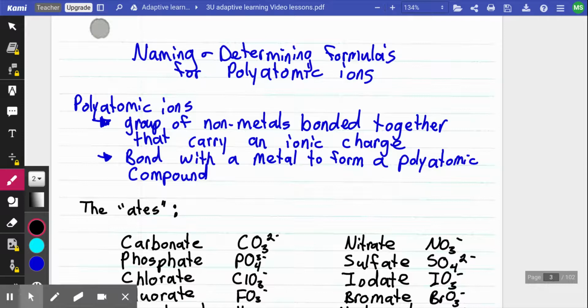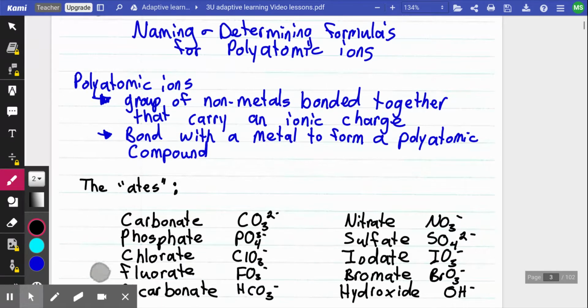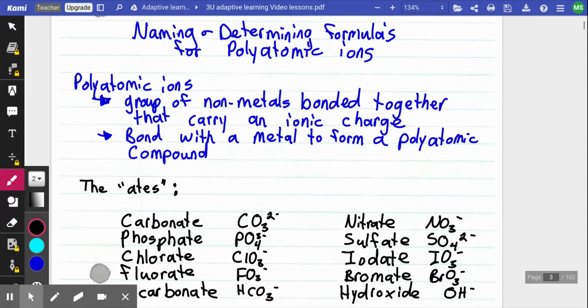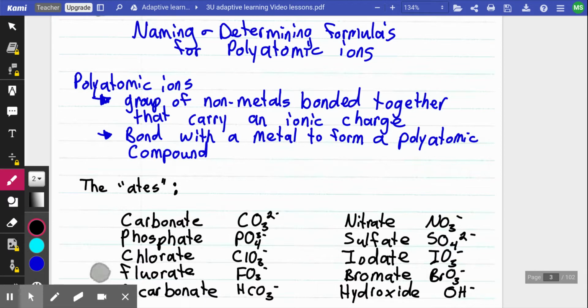All right, in this video, we're going to take a quick look at how to name and determine formulas for polyatomic ions. So basically, we're just going to look at the crisscross rule for ionic compounds containing a polyatomic ion. Now, just a quick recap, a polyatomic ion is a group of nonmetals that are bonded together that carry an ionic charge. This group of nonmetals stay stuck together in bonding.